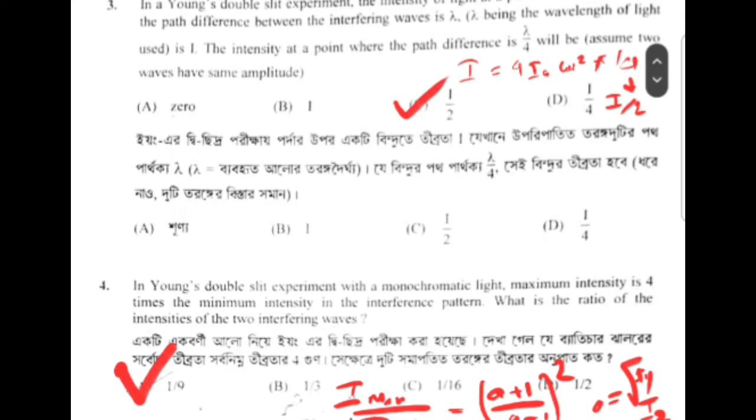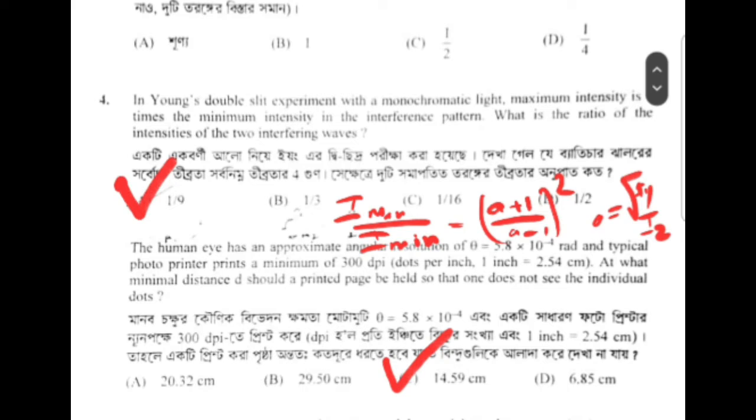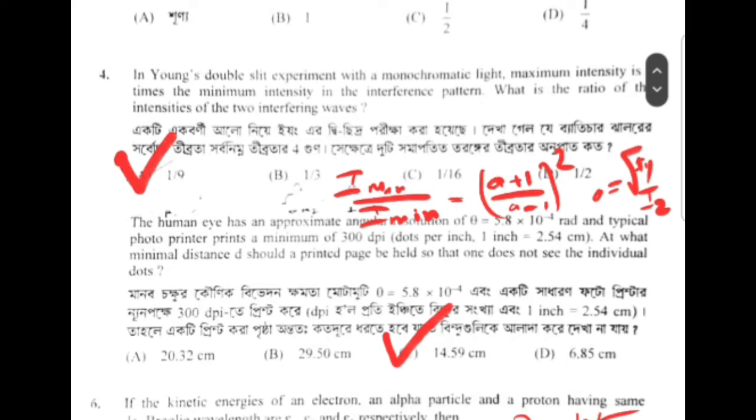In Young's double slit experiment with monochromatic light, the ratio of maximum intensity to minimum intensity in the interference pattern is given as 4 by 1. Find the ratio of intensity of the two interfering waves. That means we have to find I1 by I2 by the formula I max by I min equals the square of root of I1 by I2 plus 1 by root of I1 by I2 minus 1. Okay, we will get option A as the correct answer.